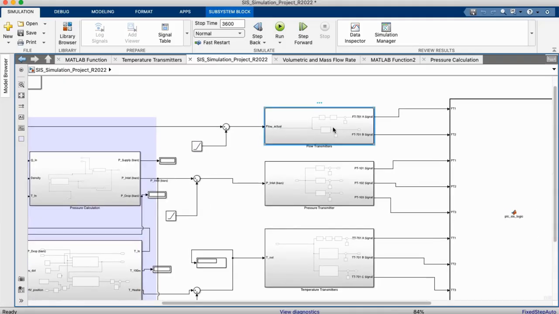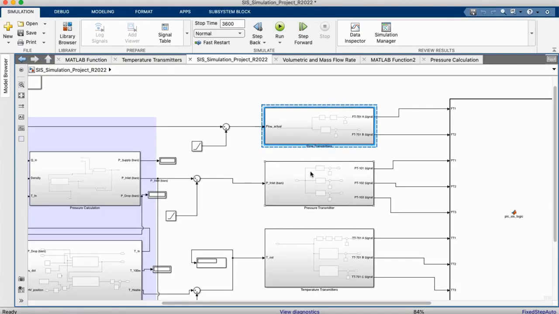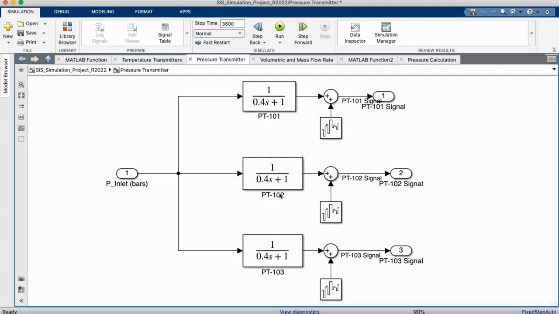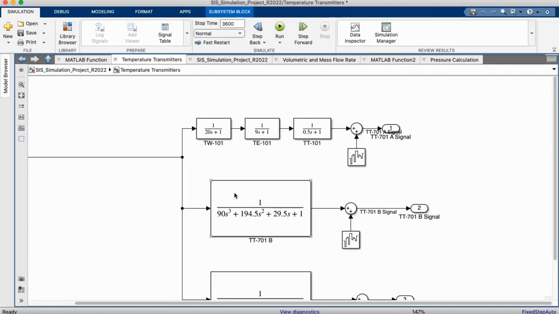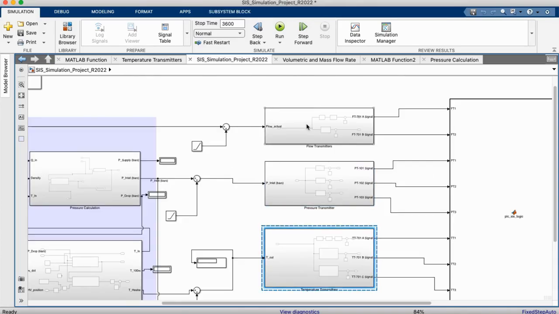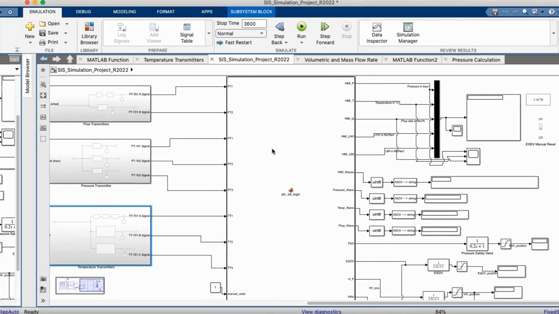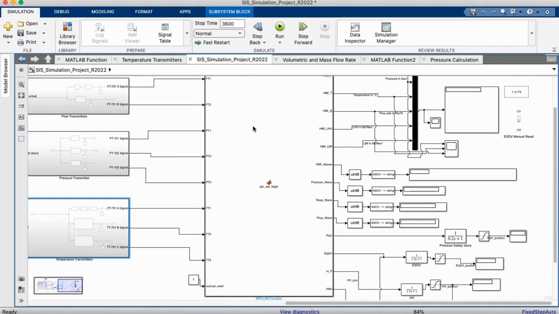This set of subsystems represents the flow, pressure, and temperature sensors respectively. Each sensor is modeled using transfer functions based on the response time and time constants obtained from product datasheets. The sensors continuously monitor the process variables and their signals are fed into the safety logic just as they would be in a real SIS, independent of the basic process control systems.